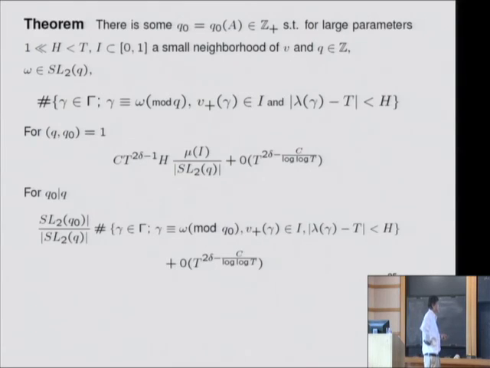So what happens is that you're going to have a main term here, which is the one you expect. The price of specifying mod q means that you're going to cut by 1 over |SL2(q)|, if everything goes well. The total number of elements, if I wouldn't put these two restrictions, but only the restriction that lambda gamma is less than t, would be t to the power 2 delta. Now, with this restriction, you're going to have t to the delta minus 1 times h. And then there is the price of restricting the expanding vector to the interval I, which is expressed by a measure mu of I.